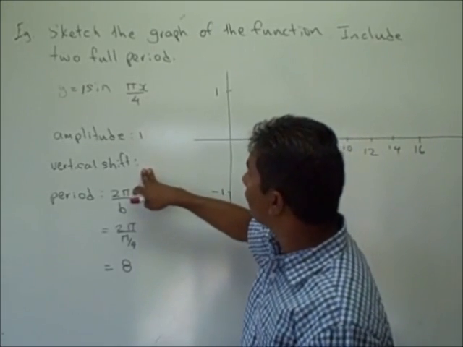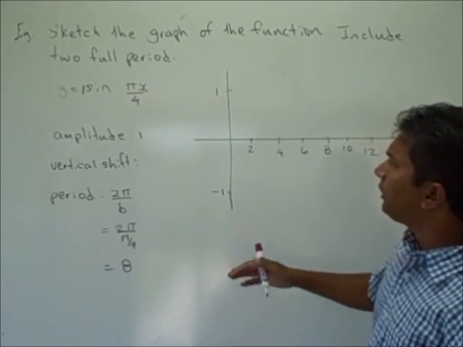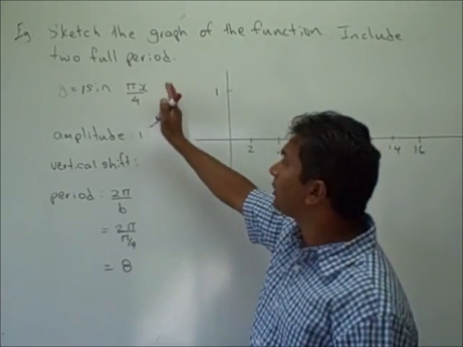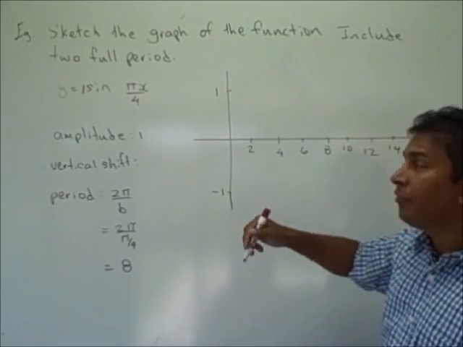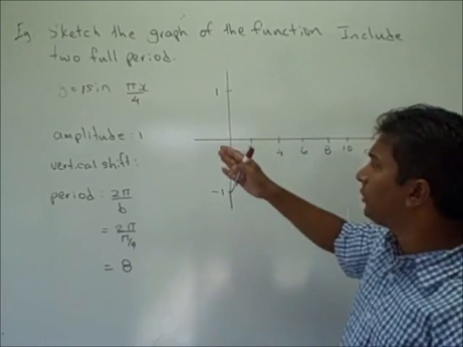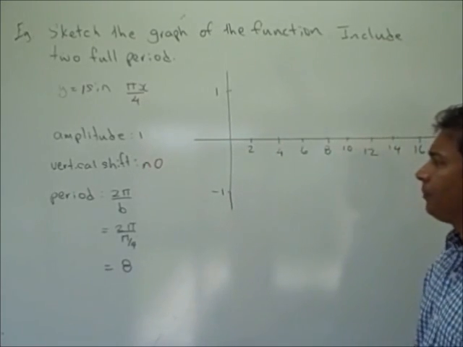Our vertical shift, since we have no d component in this equation, if you remember, our standard form is d plus a times sine of bx minus c, and there's no d, then it means there is no vertical shift.